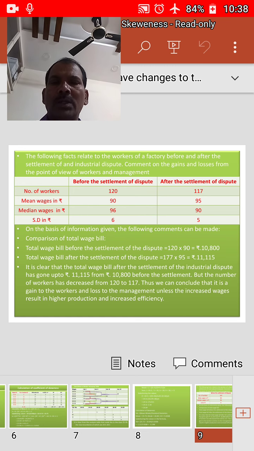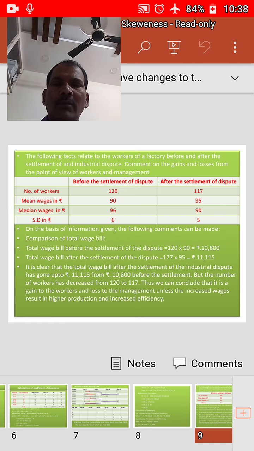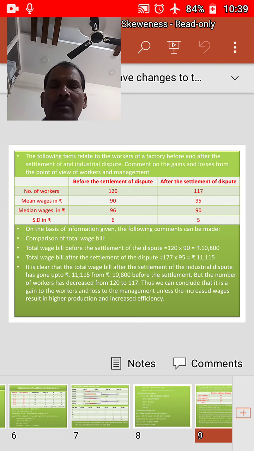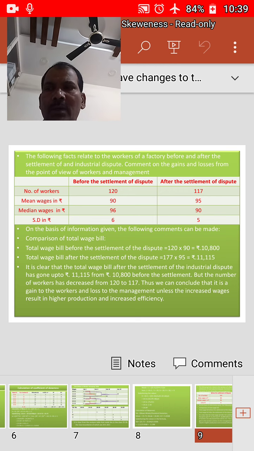Mean wages in rupees is given as 90 and 95: before settlement is 90, after settlement 95. Median wages before the settlement is 96, after settlement is 90. Standard deviation before the settlement is 6 and after the settlement is 5. Okay, a solution we will consider on the basis of information given. We can make a few comments.